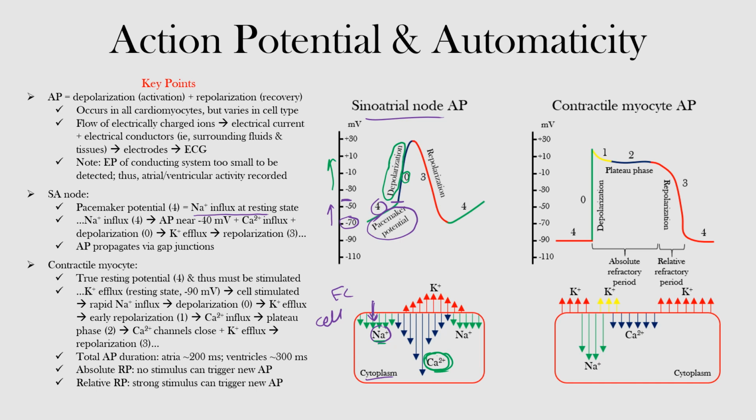Notice we have more positive ions entering the cell, and that's why you see us moving up in millivolts in a more positive direction. Now, the action potential is able to propagate to other cardiomyocytes because they are all electrically connected by gap junctions, which allow for ions to flow between cells.